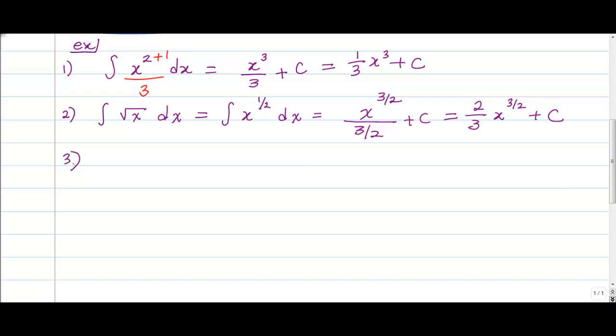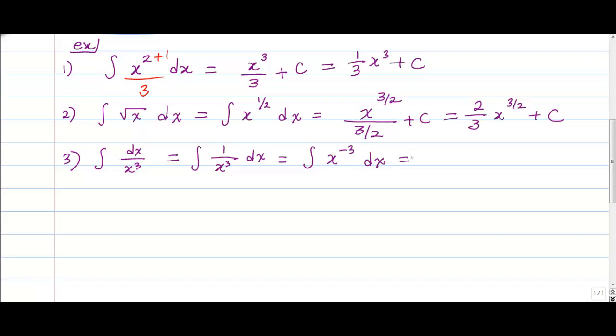Let's look at number 3. The integral of dx over x cubed. So let's rewrite this. Now I haven't taken the integral yet, I'm just rewriting it. That's the integral of 1 over x cubed dx. When you multiply dx times 1, you get dx on top. And then again, let me rewrite this. This is x to the -3.